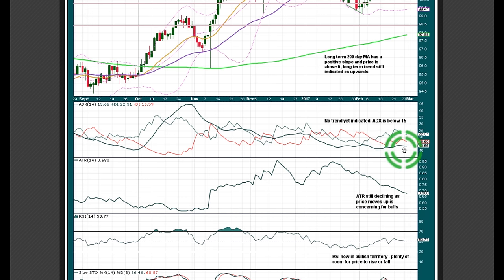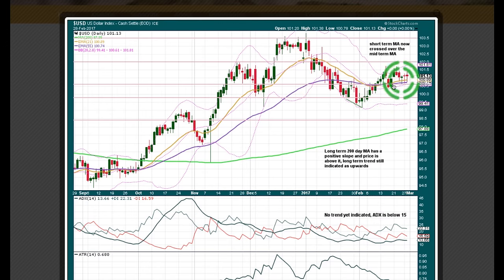If the black ADX line moves up above 15, then an upward trend would be indicated because the positive DX line is above the negative. That's not the case yet though, so if we do have an upward trend, it's still in the very early stages. Slight cause for concern, ATR is still declining as prices started to move up.